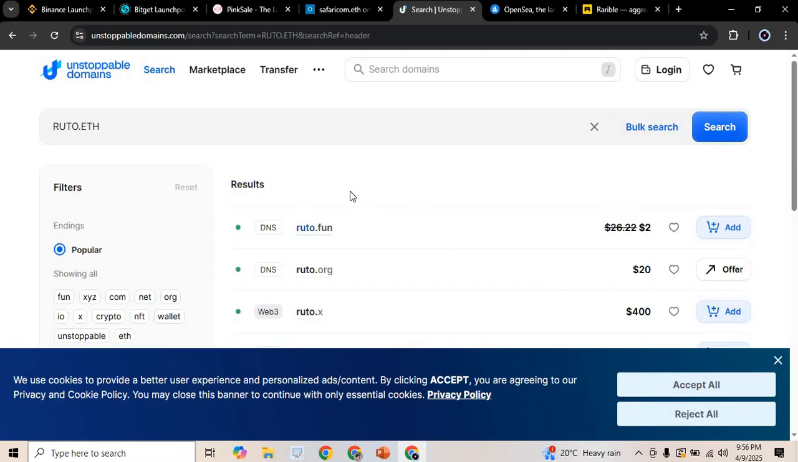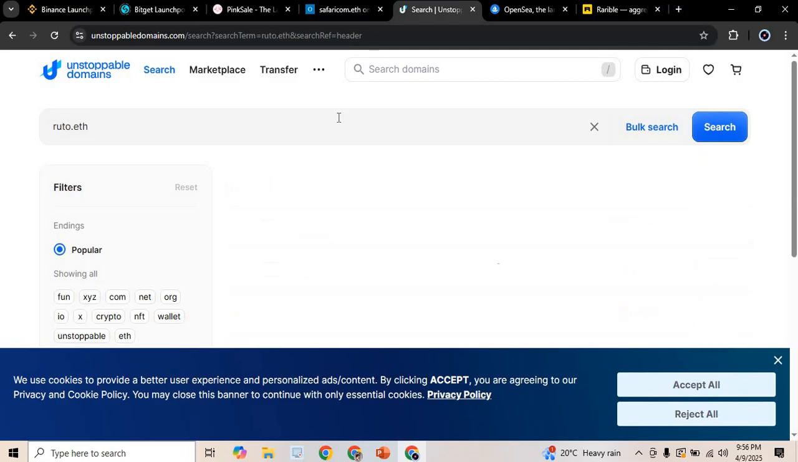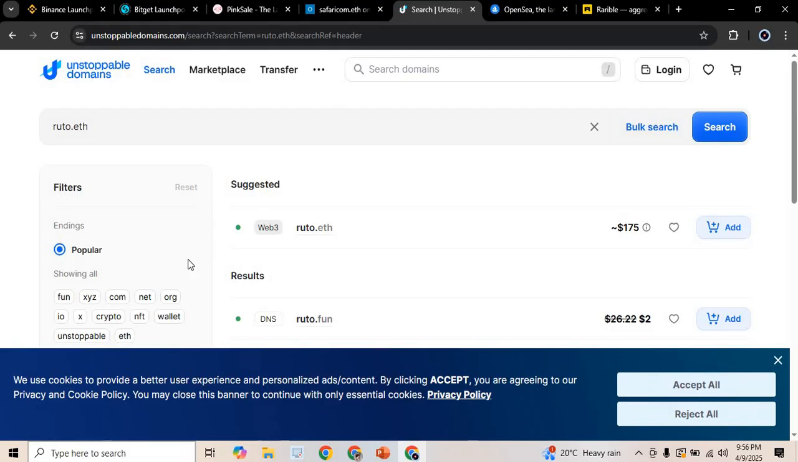You can see how cheap they go for. You have Ruto.fund, Ruto.org, $20, $400, and someone will resell these names for millions of dollars. Ruto.eth is available for $175. So if you have $175 and you think Ruto will want to go into Web3, you can actually buy this domain and hold onto it for only $175.